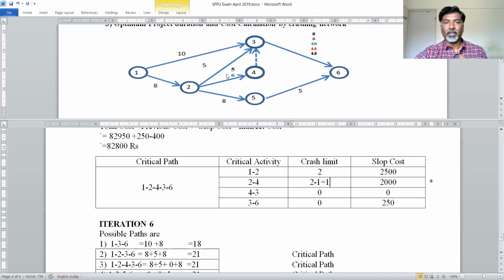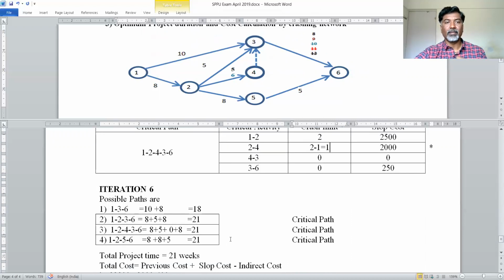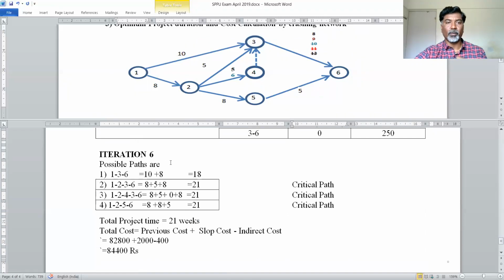So what will we get? The total time required for this activity was 6. I have crashed by 1, so I will get 5. Then we will do the next iteration. The possible paths are 1 to 3, 3 to 6. All possible paths to reach from node 1 to node 6 we have to identify, and the cost incurred to complete each and every activity you have to write. So when you write all the costs, you will get the total time required to complete the project if you follow the first possible path, second, third, or fourth.